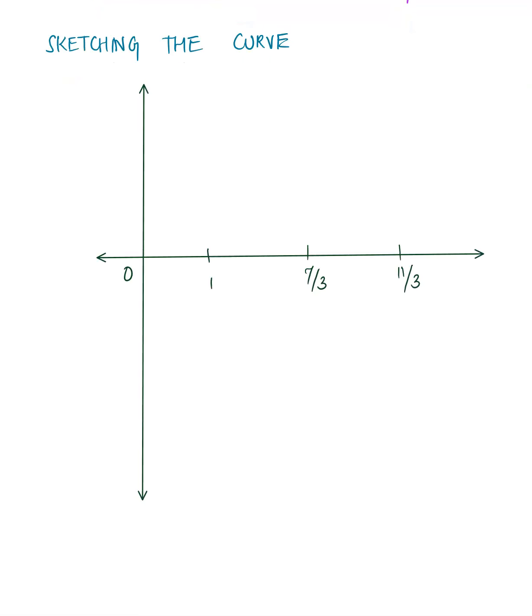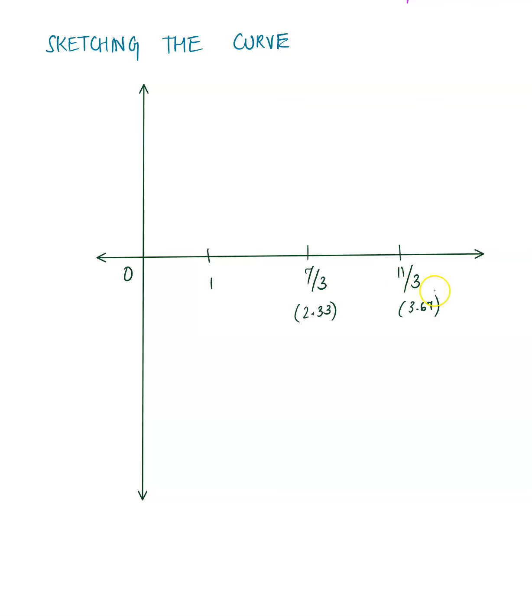So get something like this. If it helps, you can always get the decimal equivalent. This is 2.33. This is 3.67. That way you know where to position them and which comes first. They have the same denominator, so it's kind of easy because it's lined up. 1 is 3 over 3. So 3, 7, and 11. So you have that. Now we need to look at these points.